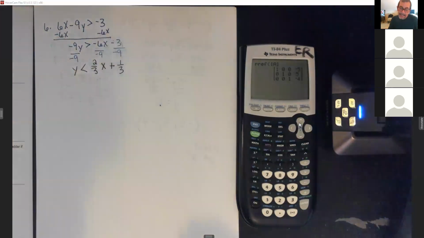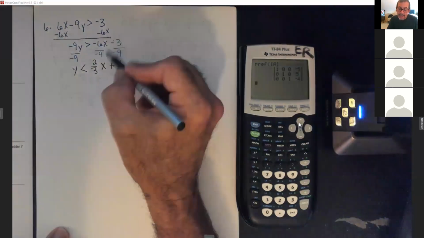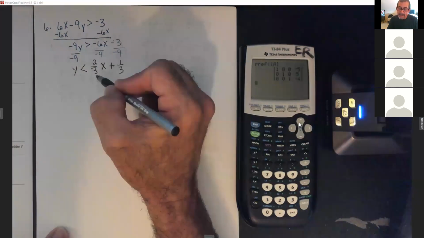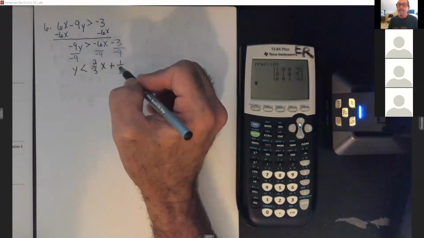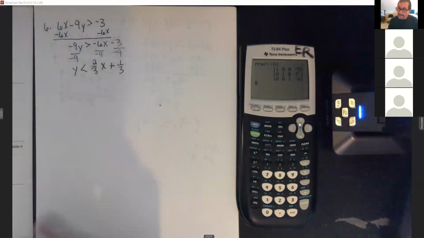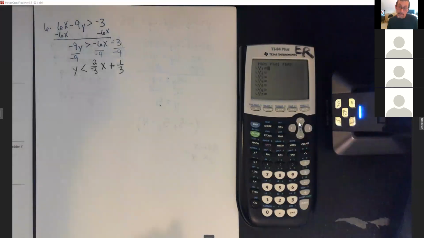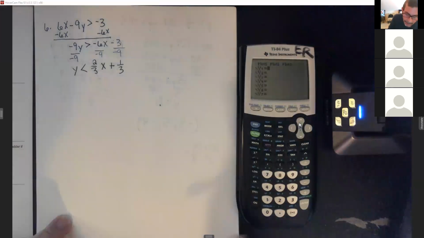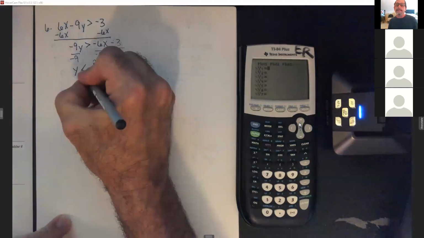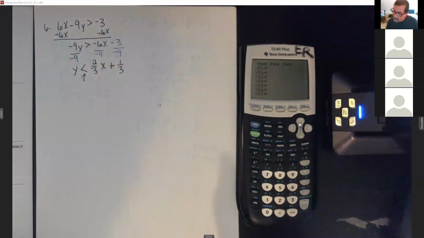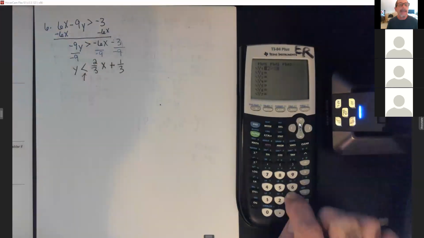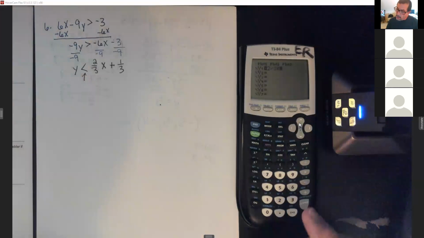Now, what's nice, if you didn't reduce that, it don't matter. You could put 6/9 and +3/9. The graph will look exactly the same as my graph. Now, if I was actually grading it and making you solve for that, yeah, it wouldn't matter if it was reduced, okay? All righty, so we're going to graph this, and then I'm going to make the calculator do that shading. So I got 2 divided by 3x plus 1 divided by 3.